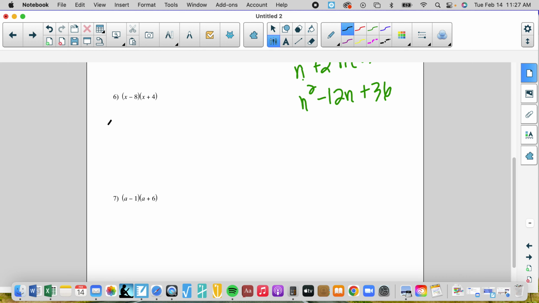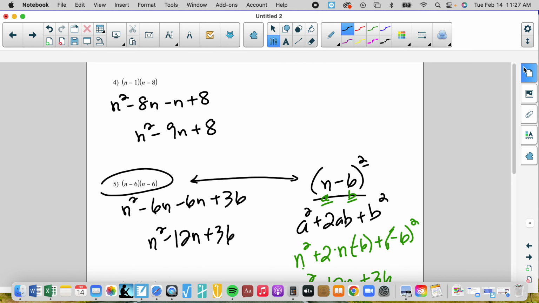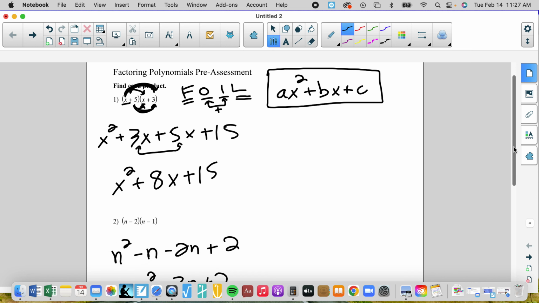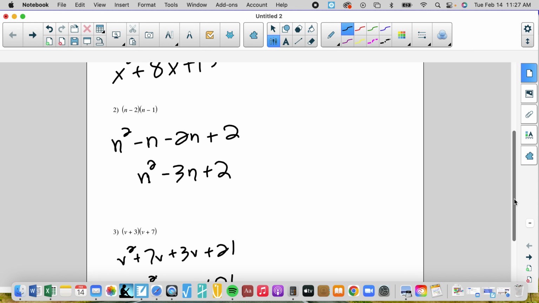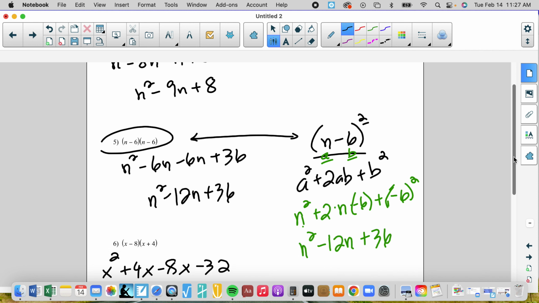So let's move on to 6. You get x squared plus 4x minus 8x minus 32, x squared minus 4x minus 32. If you notice these first group of problems, the signs were the same. They were both positive, both negative, both positive. Number 4 was both negative, 5 is both negative. We did that on purpose.